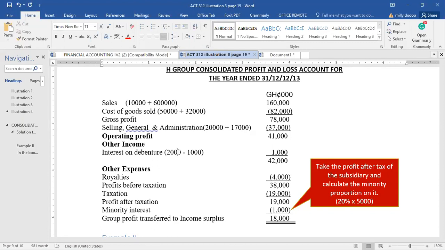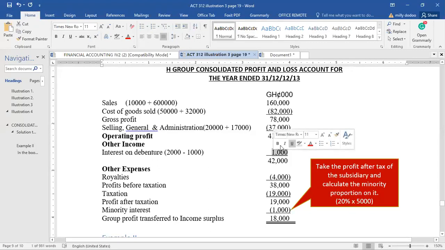You are not interested in that elsewhere. Who and who are we consolidating? I'm consolidating H and S. So what transpired between H and S is what I'm interested in. Whatever transpired between H and W or H and Q is not my problem. So this particular 1,000 here, whatever it is coming from, is not my problem. So this one will still be on the account.